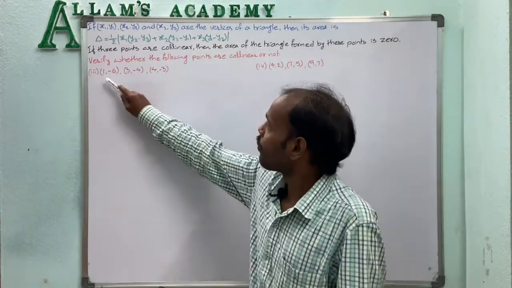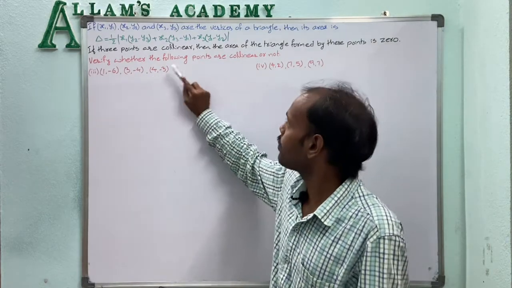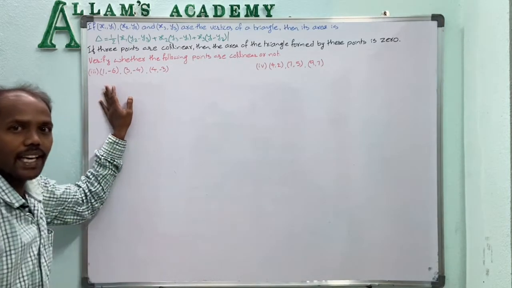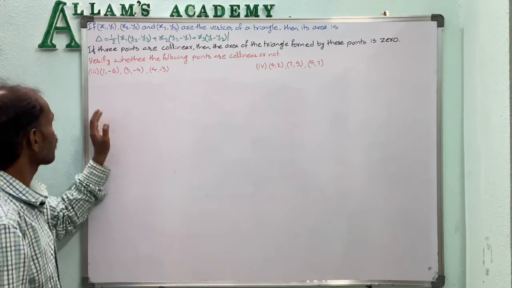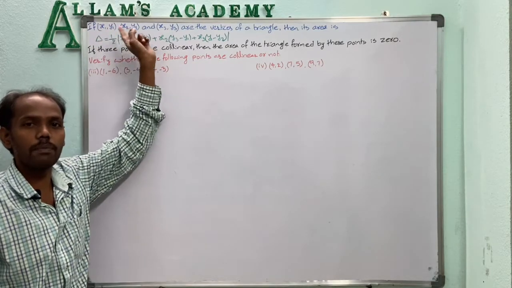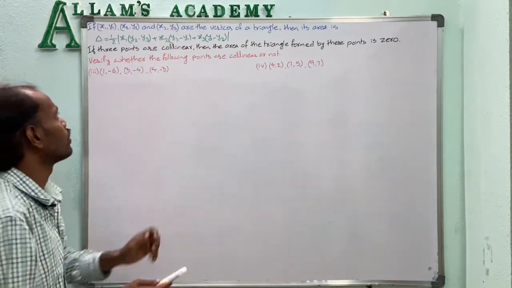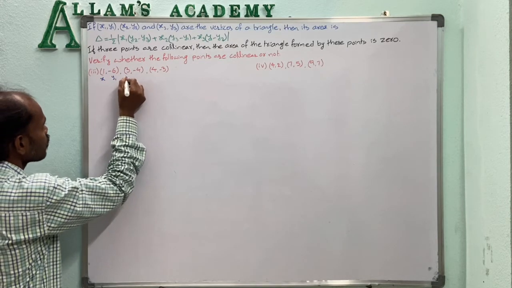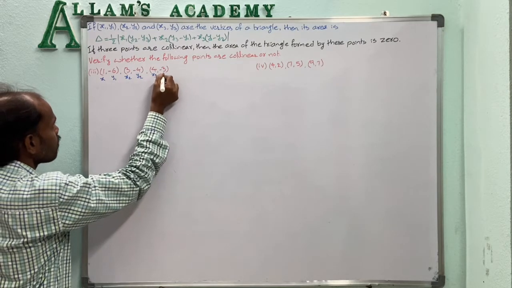Next problem: do the points (1, -6), (3, -4) and (4, -3) form collinear points or not, that is asked. So here we have to find the area of the triangle formed by these points. The area of the triangle is half mod of x1 into (y2 minus y3) plus x2 into (y3 minus y1) plus x3 into (y1 minus y2). Here the x1, y1 coordinates are (1, -6), the x2, y2 coordinates are (3, -4), and the x3, y3 coordinates are (4, -3).